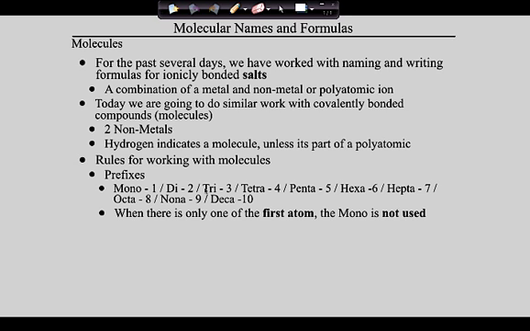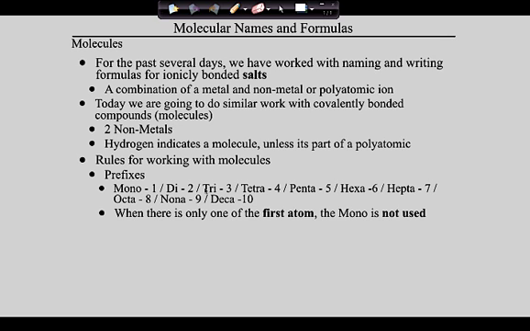Okay, so guys, here's the only weird rule, and I tried to make it stand out by underlining it. When there is only one of the first atom, do not use mono. For example, CO2 is not monocarbon dioxide. So if there's only one of the first atom, you don't use mono. CO2 is carbon dioxide, not monocarbon dioxide, because you don't use the mono if there's only one of the first atom.